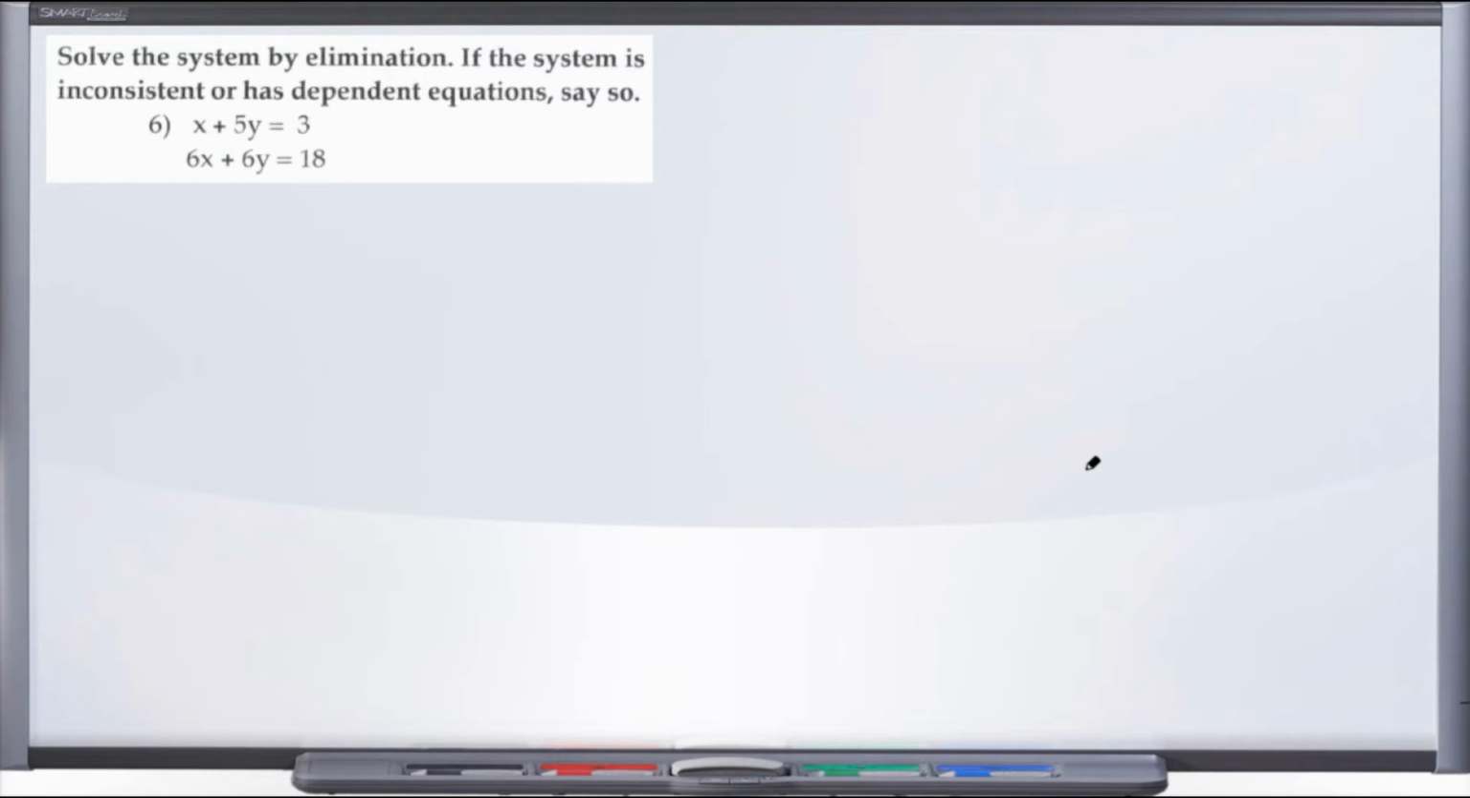So with number 6, we are starting the section of the practice test where, instead of solving our systems by substitution, we're now switching gears and we're going to be solving our systems by elimination. And so we're given the two equations that make up our system, the first being x plus 5y equals 3 and 6x plus 6y equals 18.